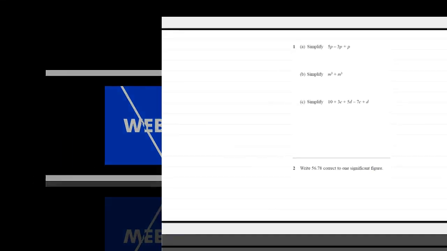So question 1 is a question on algebra and simplifying. Let's do that. Part A should be straightforward. We have 5p minus 3p, that's 2p, plus 1p, that is going to be 3p. Right? Part B, m cubed plus m cubed, that's so easy, 2m cubed.